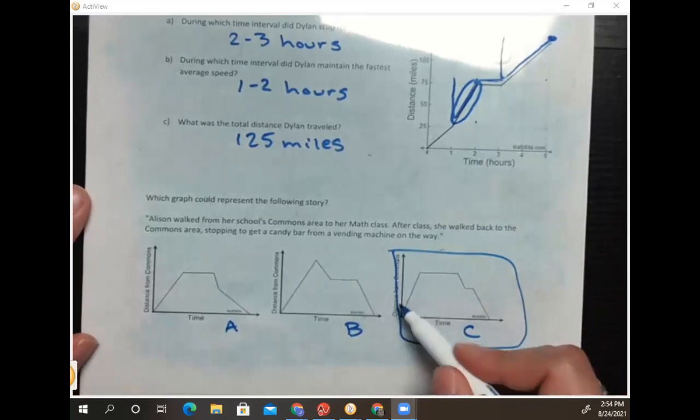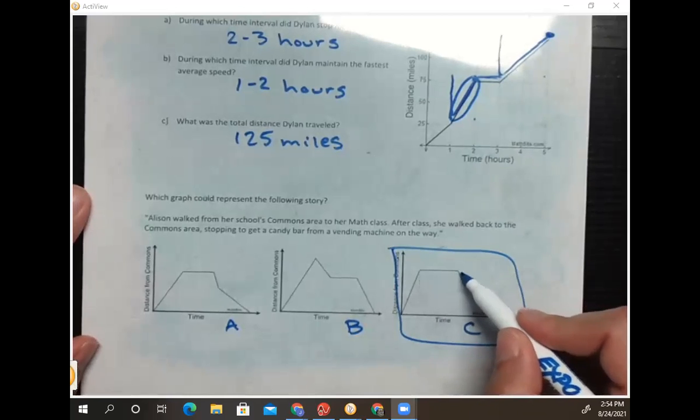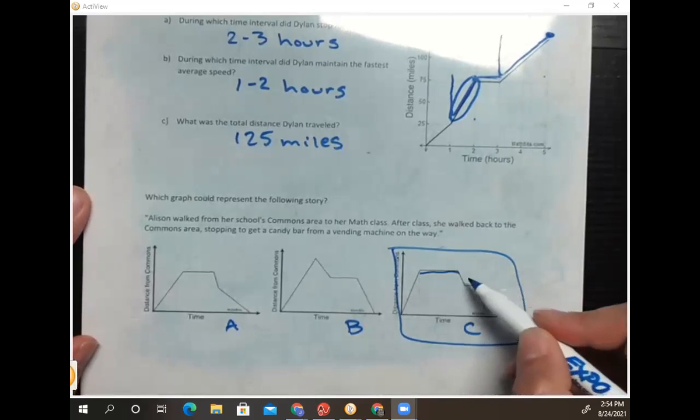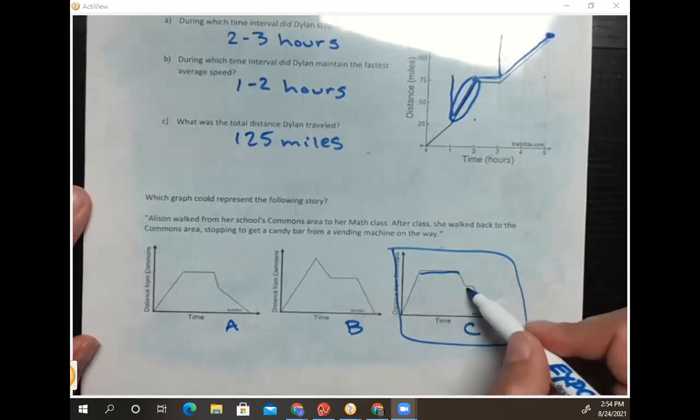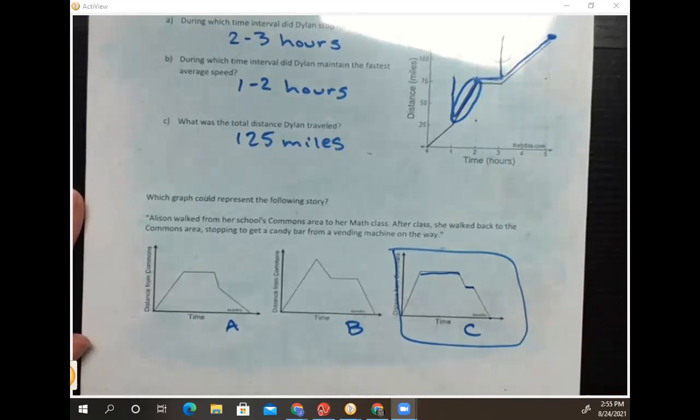So we're measuring distance from the commons over time. So she walks to her math class. She's in math class. That's why her distance doesn't change. Then she starts heading back to the commons, stops at the vending machine. So again, distance doesn't change again, and then walks the rest of the way back to the commons.